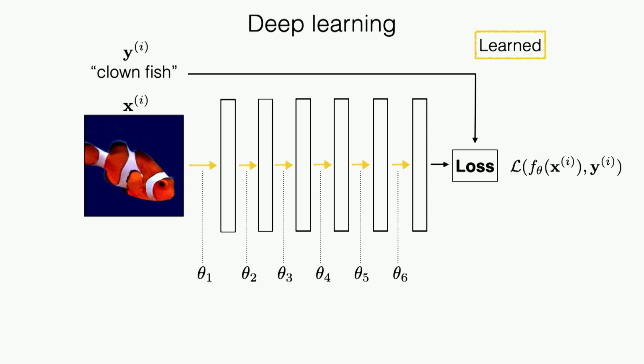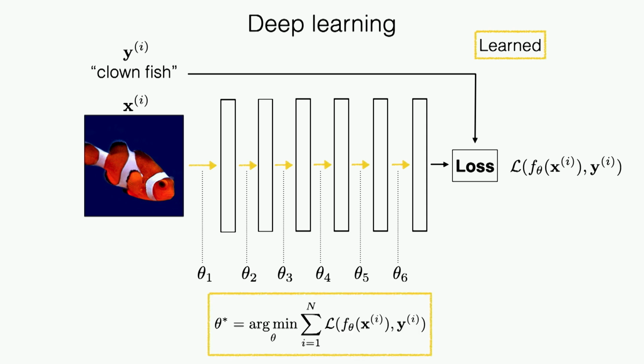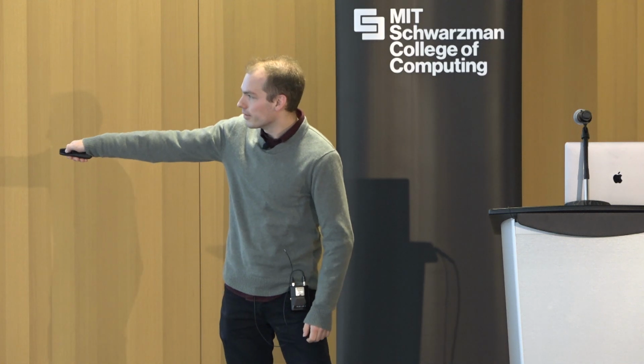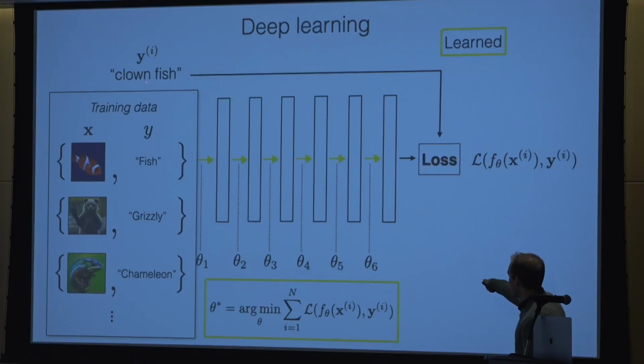And the way we'll train this system, the way we'll decide on what the parameters should be, is we will have a big training data set of images and labels. So we'll have this fish and this label. We'll have a photo of a grizzly bear and the label grizzly bear. We'll have a photo of a chameleon. We'll have a million or more such paired input-output examples. That's the desired behavior, and we want to fiddle with the parameters until they output fish when it's a fish. They output the label that matches the training data.